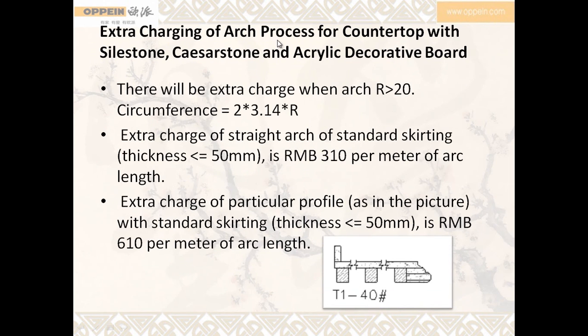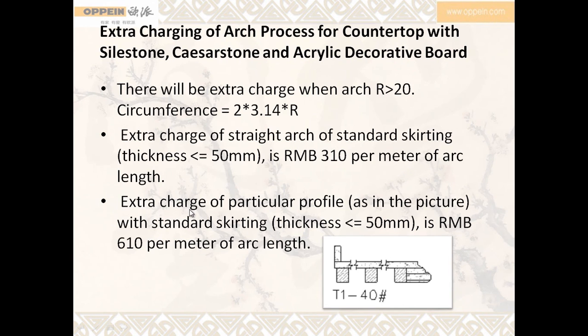Extra charging of arc process for countertop with silestone, kisastone, and acrylic decorative board. 1. There will be extra charge when arc R is more than 20. Circumference equals to 2 multiply 3.14 multiply R. 2. Extra charge of straight arc of standard skirting. Thickness is no less than 50 millimeters. It's 310 RMB per meter of arc length.